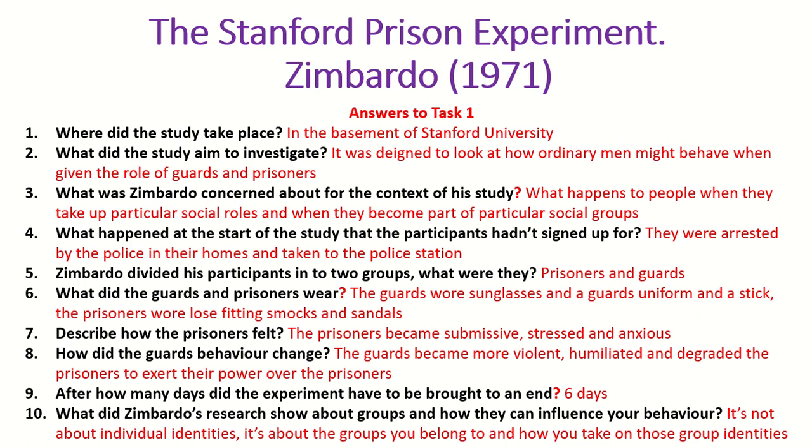Question 10, what did the research show about groups and how they can influence your behaviour? So it's not about people's individual identities, it's about the groups that people belong to and how they take on those group identities. You can see very quickly the guards and the prisoners took on the identity of the guard and prisoner, and they lost their own personal identity.